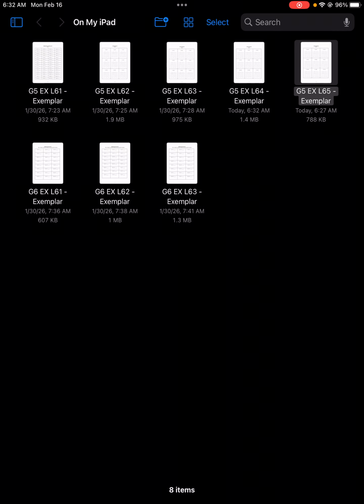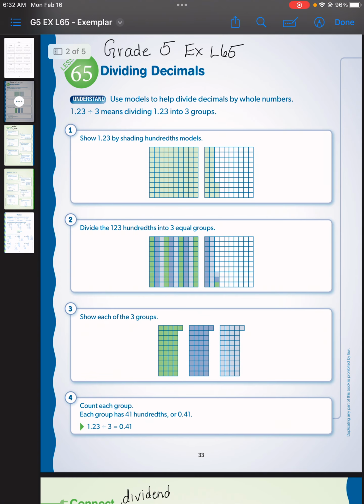As we jump into lesson 65, students are now dividing decimals. In this first problem, students are using a model to divide decimals. And so we start with 1 and 23 hundredths divided by 3. So we first want to understand what that means.